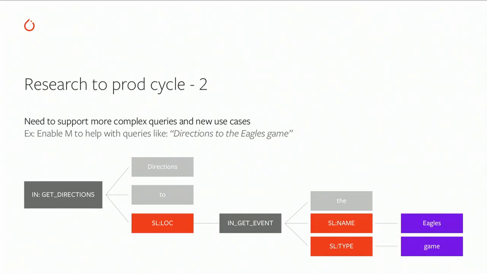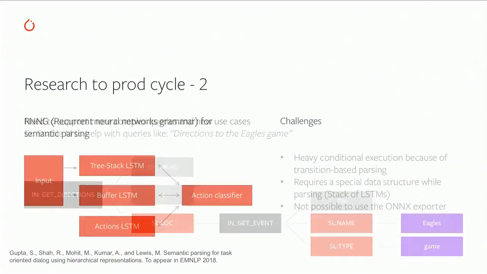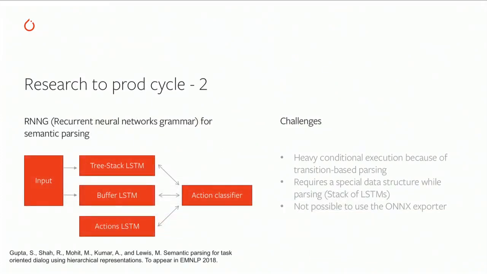And in order to model this, it's not possible to use the previous model that we had, which just had flat intents and slots. So we needed to model this as a semantic parsing problem. The model that we opted for is the RNNG, recurrent neural network grammar, for semantic parsing. It's basically used for other parsing tasks, but we used it for this particular semantic parsing task. Our group published a paper, and it will appear in EMNLP, the upcoming one this year.